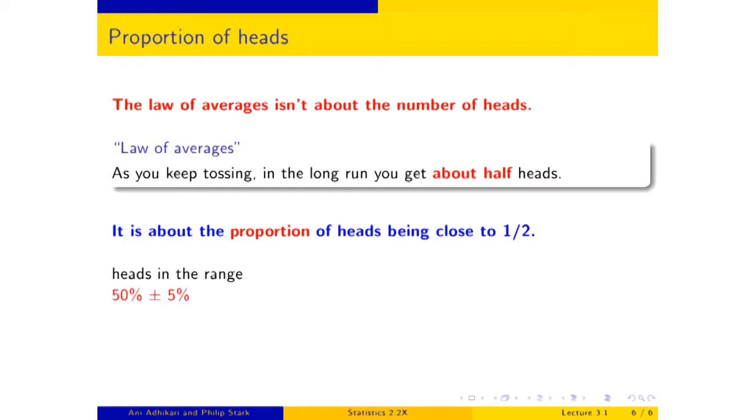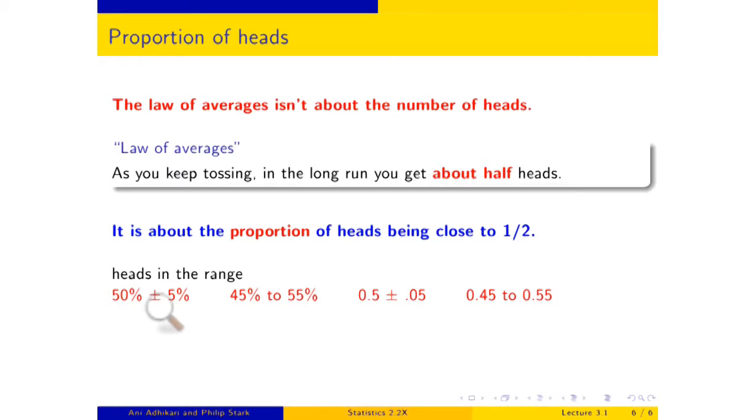So we will look at heads in the range 50% plus or minus an error in the percent, 50% plus or minus 5%, which is, of course, 45% to 55%. In terms of proportions, this is the same as 0.5 plus or minus 0.05. That's 0.5 is the 50%, and the 0.05 is the plus or minus 5% here. And in terms of proportions, 45% to 55% is 0.45 to 0.55. And this is the range we're going to look at, this and similar ranges.